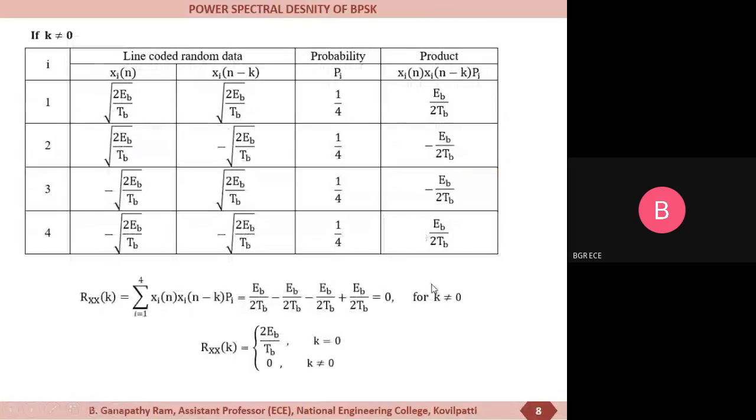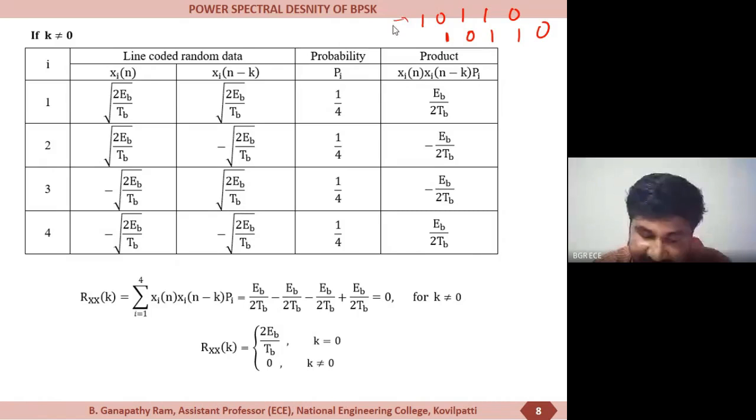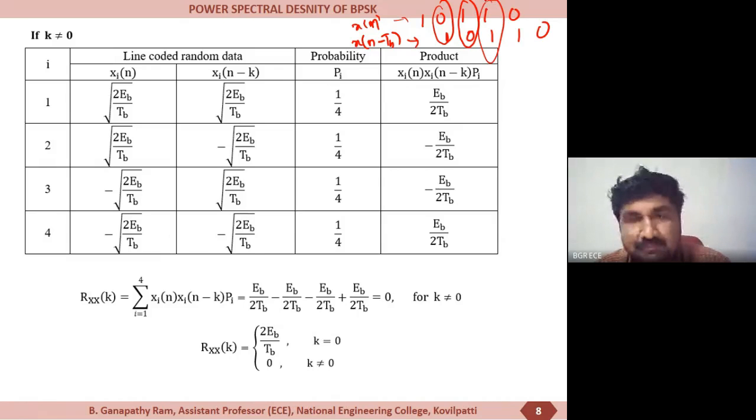For k not equal to 0, xi of n and xi of n minus k may be same or may not be same, depending upon the binary sequence. Suppose 1 0 1 1 0. If this is the binary sequence, if I shift for one time 1 TB, then it will be 1 0 1 1 0. So at that time, this is x of n, and this is x of n minus TB. It may be not equal, or it may be equal.